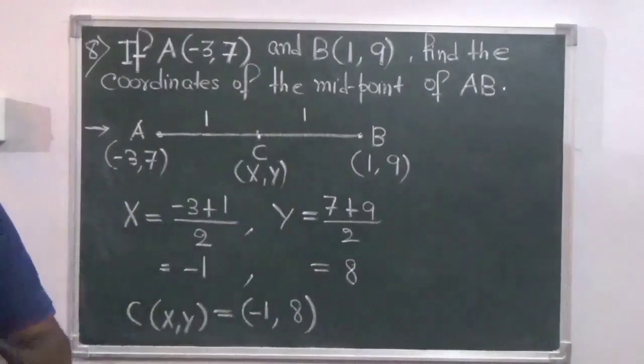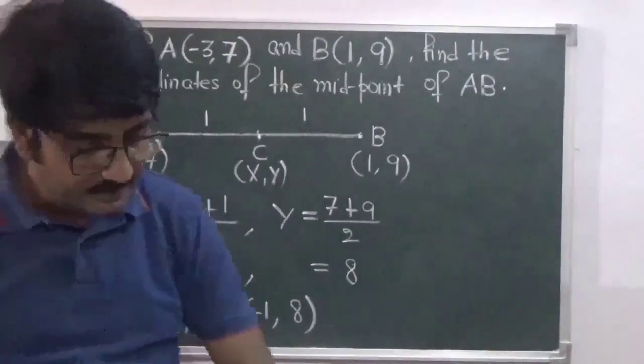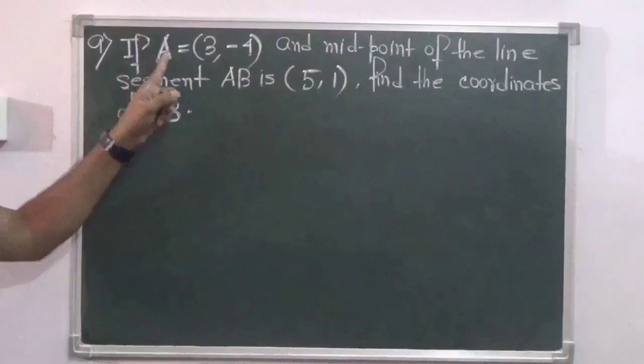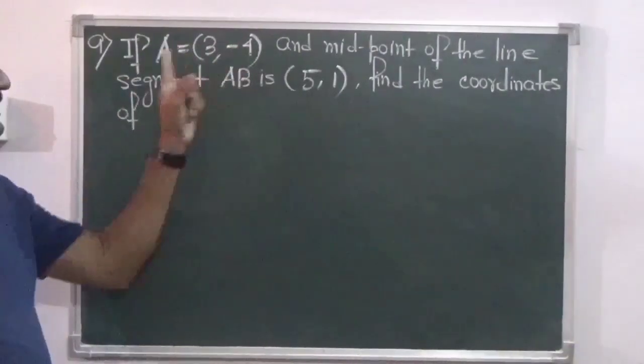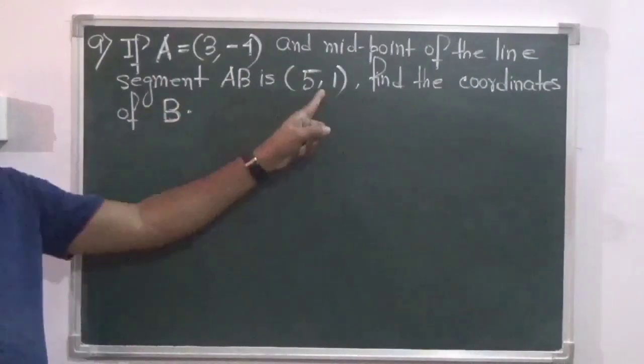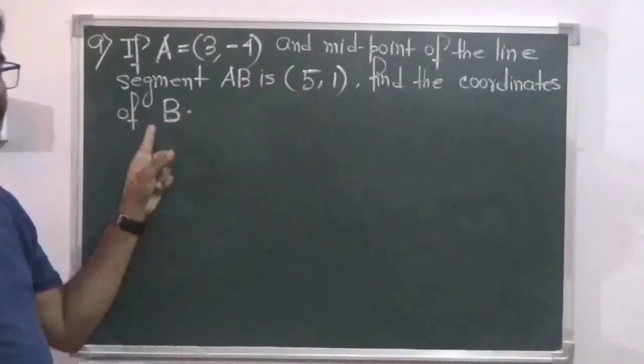Okay, is it okay? Now move on to the next question. Now moving on to question number 9. If A is (3, -4) and the midpoint of the line segment AB is (5, 1), find the coordinates of B.